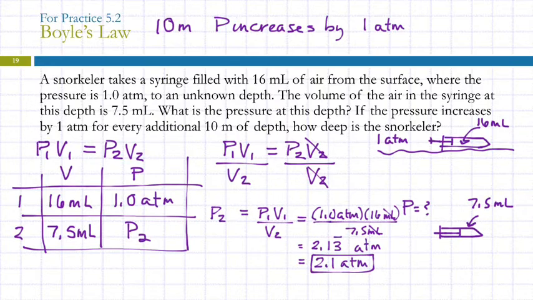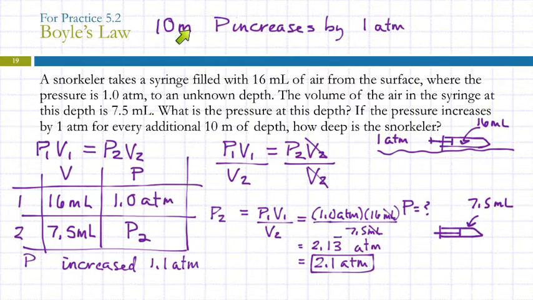So we can make up a conversion here. What is the difference between this and the pressure at the surface? 1.1, right? The pressure at the surface is 1 atmosphere, and the pressure down here is 2.1. So the increase in pressure is 1.1 atmospheres. You okay with that?